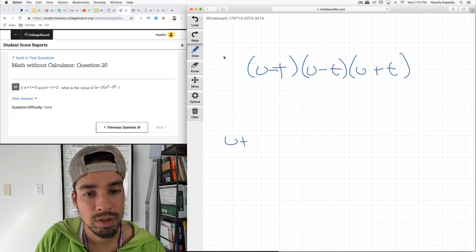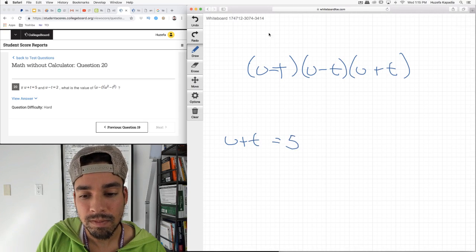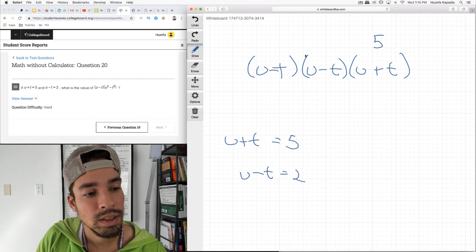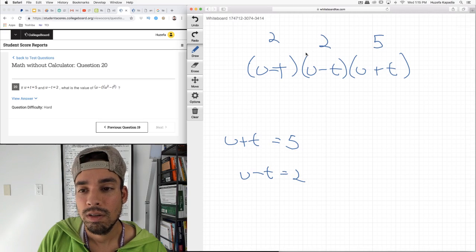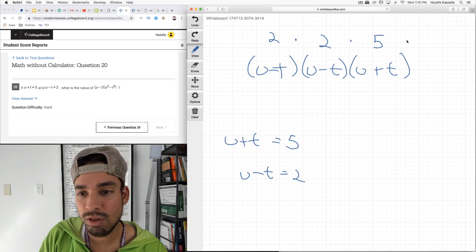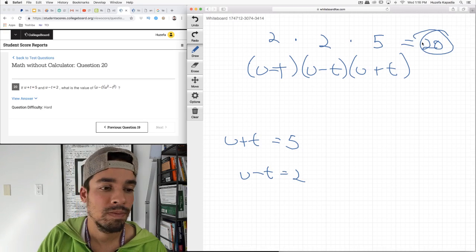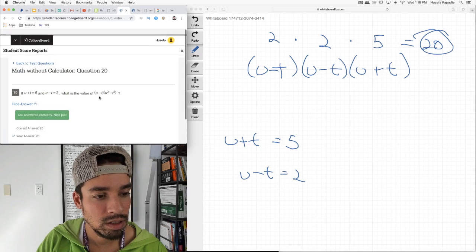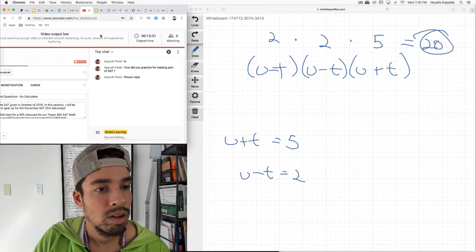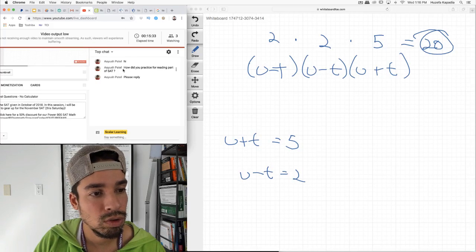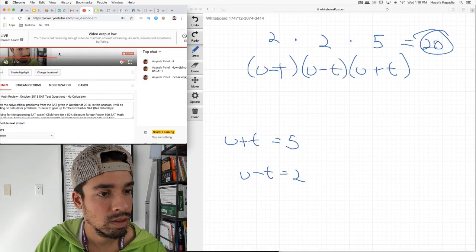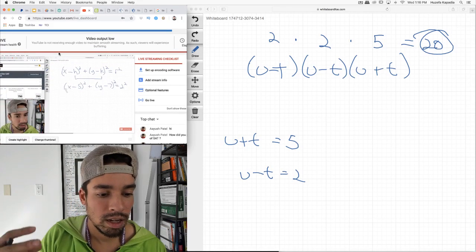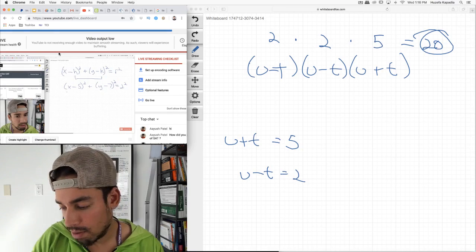Right? Oops, u plus t equals 5. And u minus t equals 2. Well, it's a big multiplication problem, right? 2 times 2 times 5 equals 20. And there it is. Okay? So now we've gone through this entire portion of the October SAT.